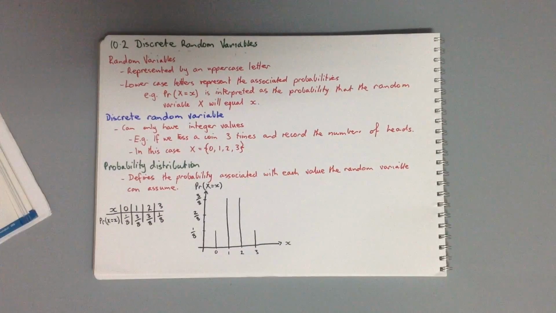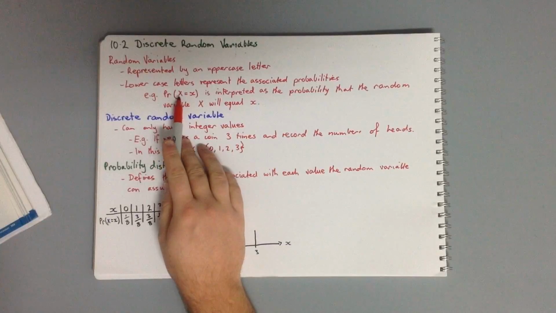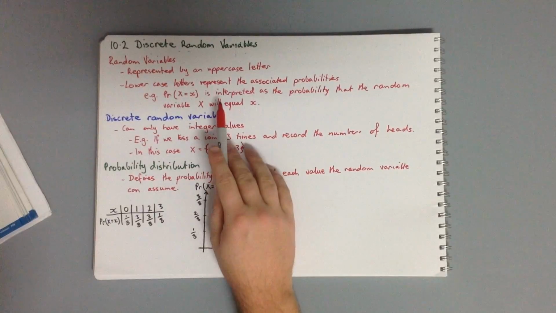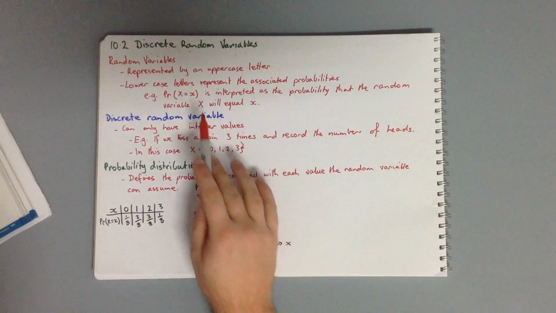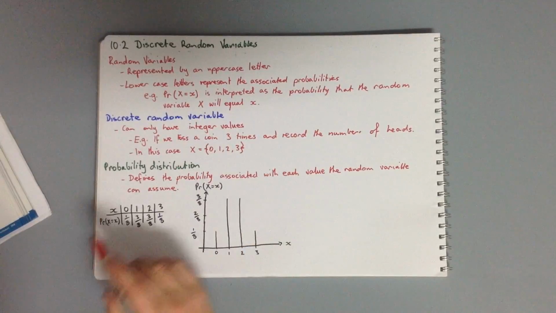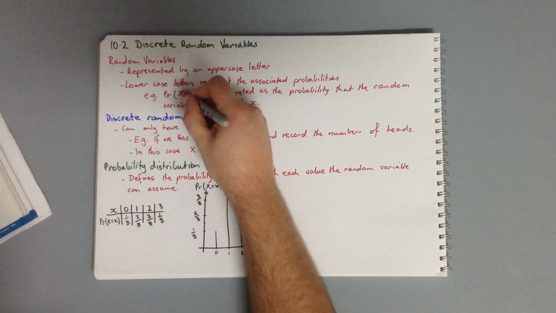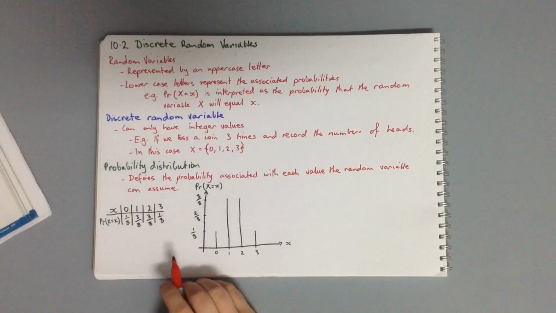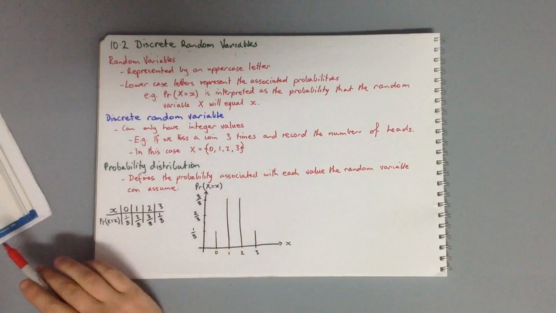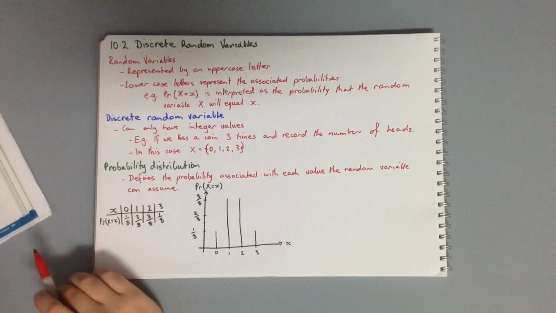Hey, in this tutorial we're looking at section 10.2 on discrete random variables. So a random variable is represented by an uppercase letter, usually X, and lowercase letters represent the associated probabilities. For example, the probability of capital X equaling lowercase x is interpreted as the probability that the random variable X will equal x. Capital X represents our random variable, and lowercase x represents the values that random variable can take.